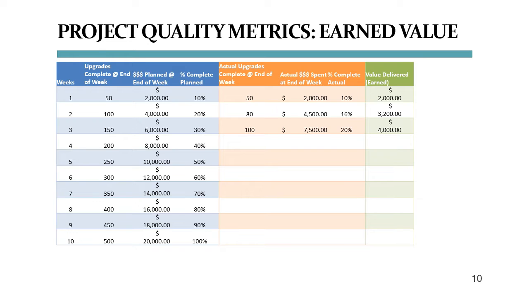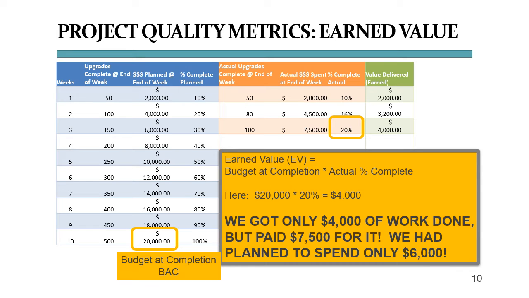We know that our planned budget at completion, or BAC, is $20,000. We also know that we have gotten only 20% of the work done. Now we can calculate our earned value, which is BAC multiplied by actual percent work completed. So $20,000 times 20%. That brings our earned value to $4,000. So at the end of week 3, we have earned $4,000 worth of value for the work completed. But to produce this value, we have spent $7,500, which is almost twice as much.